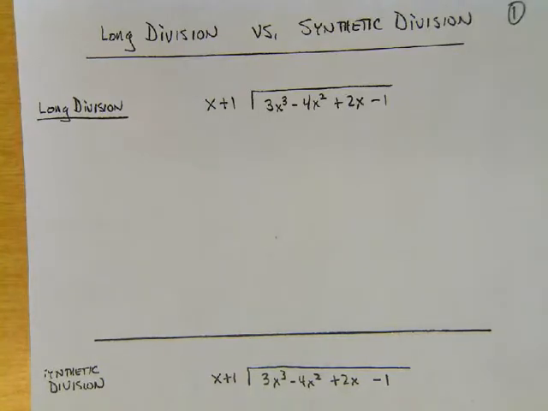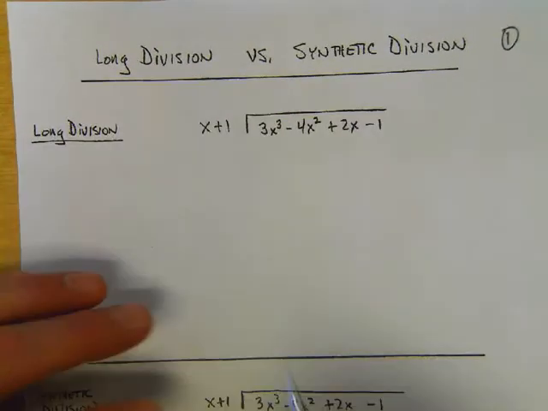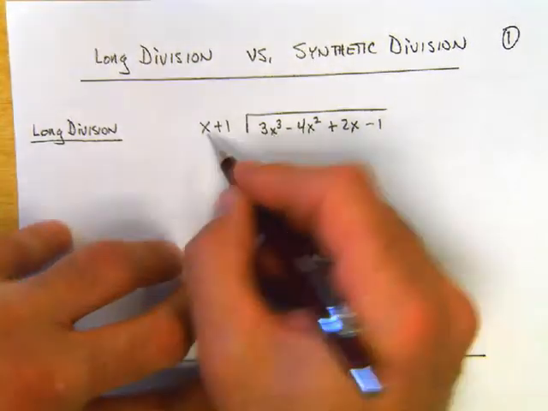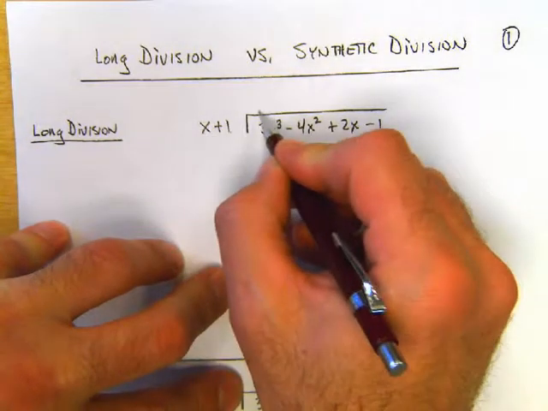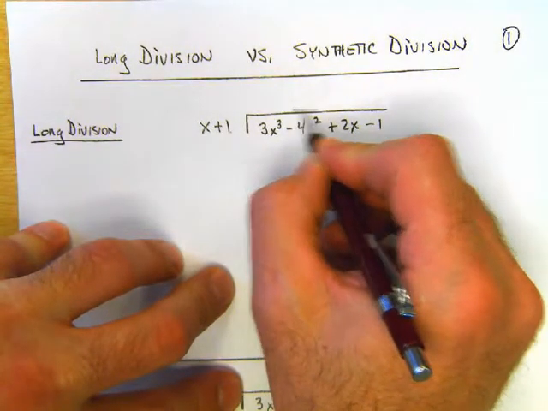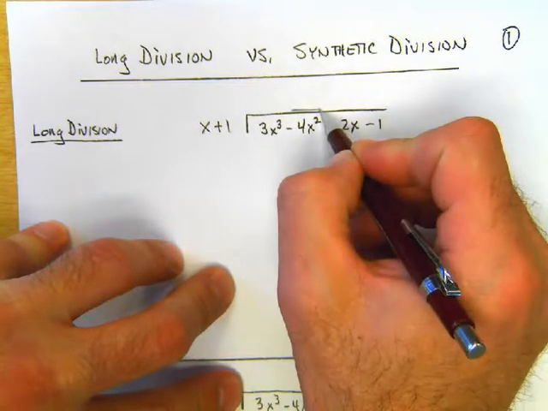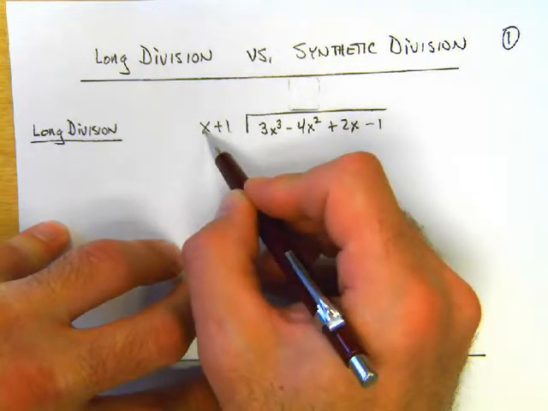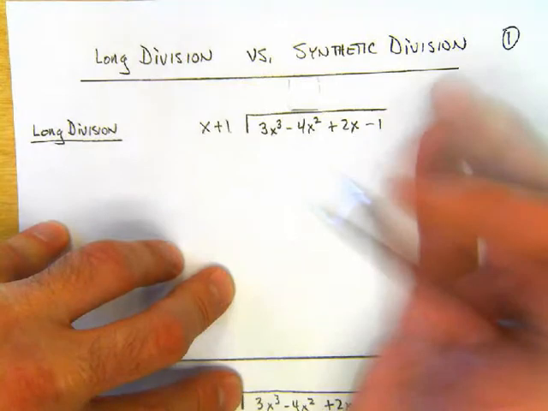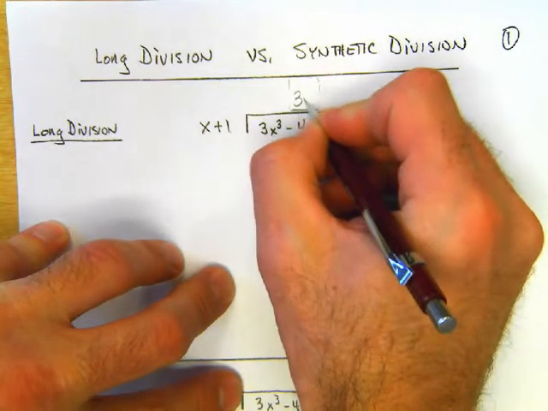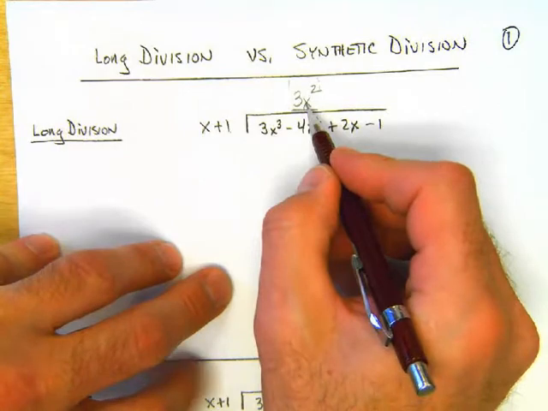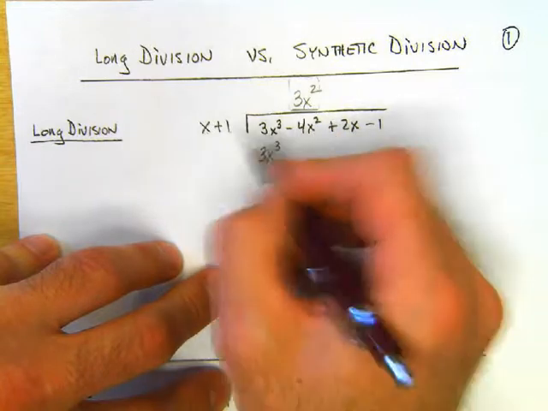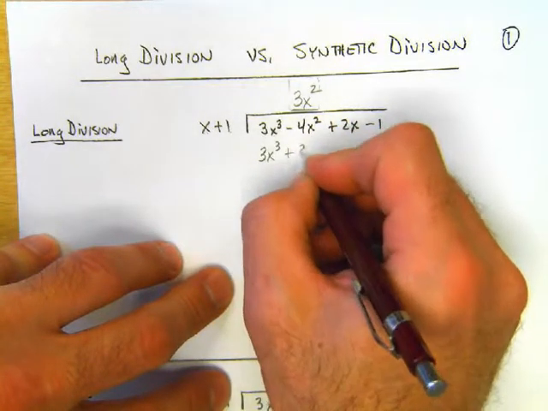Alright, here we go. Let's do the long division. We have a linear binomial dividing into a cubic with 4 terms. The binomial has 2 terms, so we want to go to the second term of the cubic. In this position, we ask ourselves, what do we have to multiply times x to get 3x cubed? The answer would be 3x squared. So 3x squared times x is 3x cubed, and 3x squared times 1 is positive 3x squared.